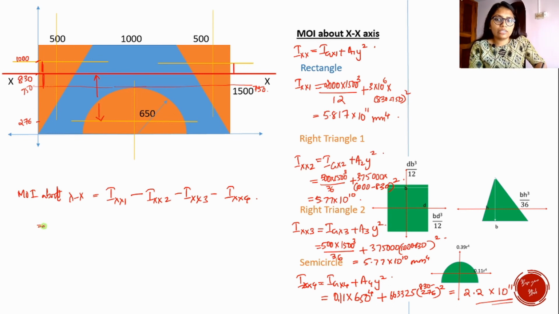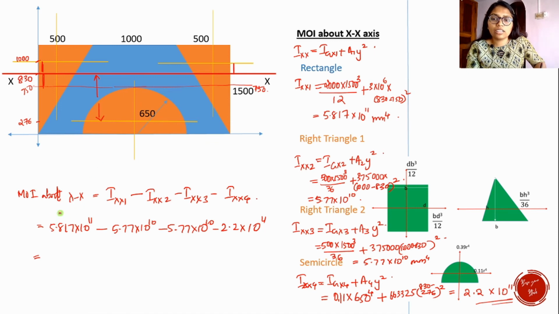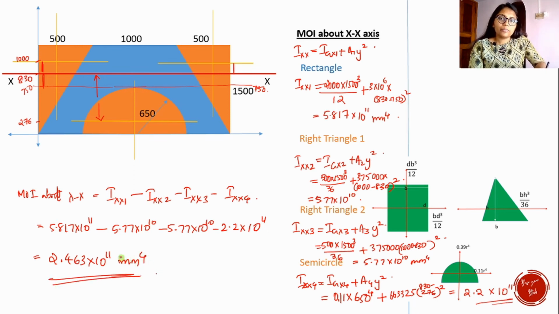Next, get every value substituted in this equation, that is 5.817 into 10 raised to 11 minus 5.77 into 10 raised to 10 minus same value minus 2.2 into 10 raised to 11 will give you the moment of inertia of the blue color shape or the concrete culvert about x-axis, and the value is about 2.463 into 10 raised to 11 millimeter raised to 4. Okay. So 70% of the question is over.